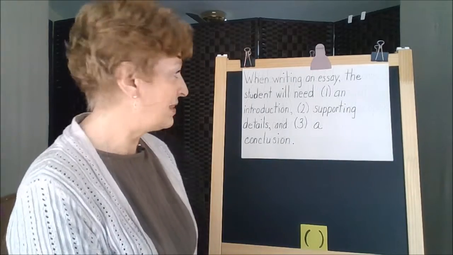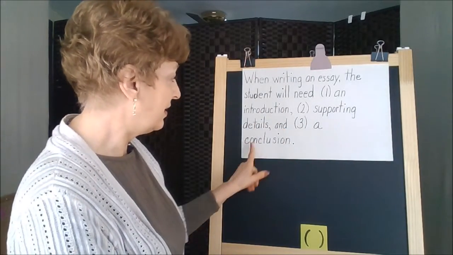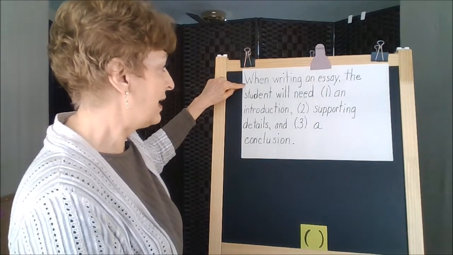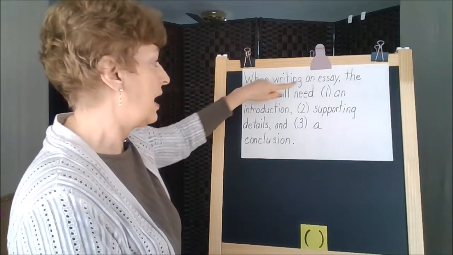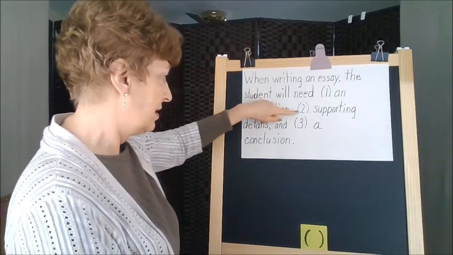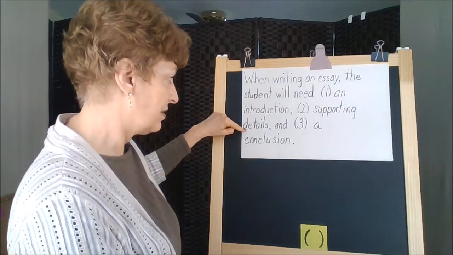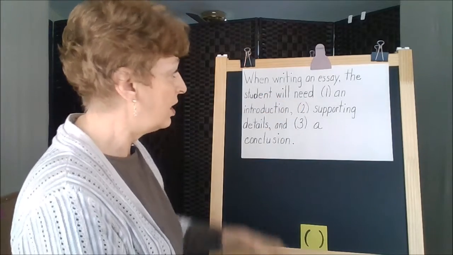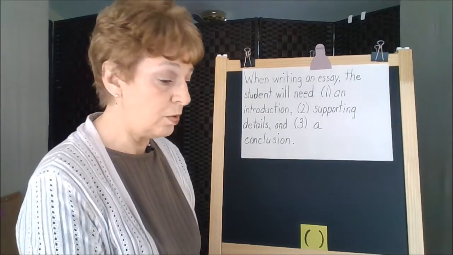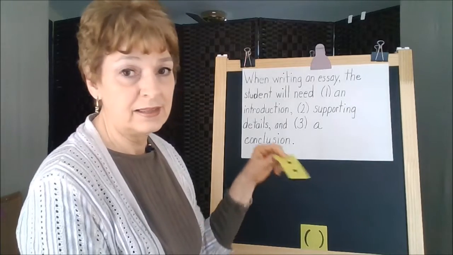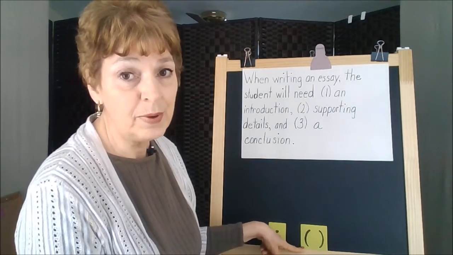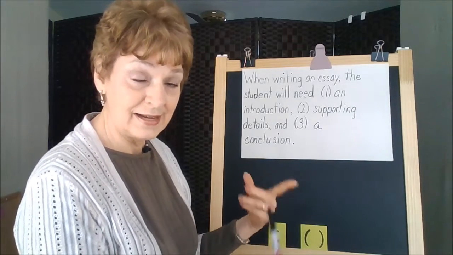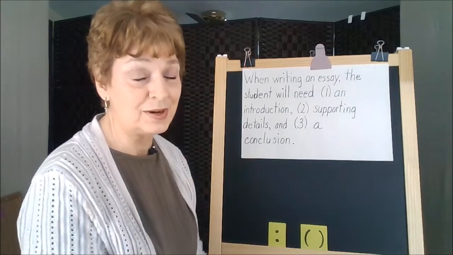Another use of the parenthesis is for a listing. Again, this is an emphasis. When writing an essay, the student will need (1) an introduction, (2) supporting details, and (3) a conclusion. So here's like a listing. We could have done the listing with a colon and listed them. You can see some of the punctuation symbols have dual usages, like the italicized print as opposed to the quotation marks around a title.